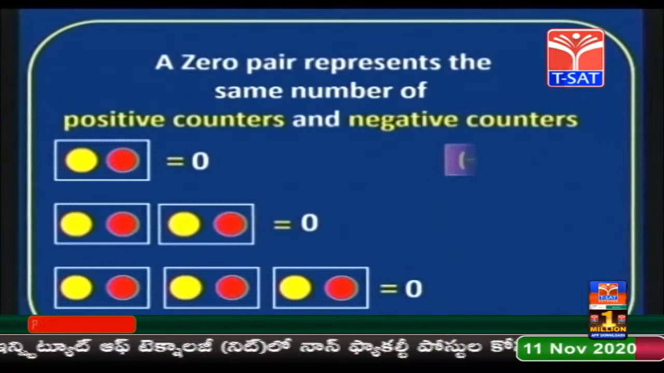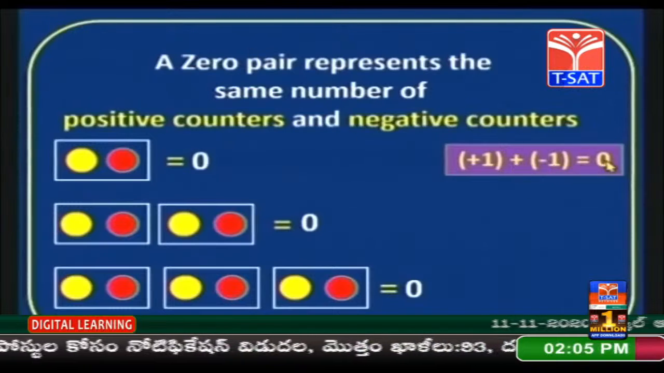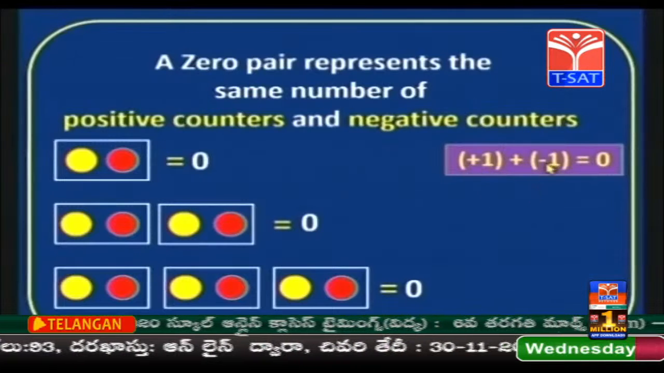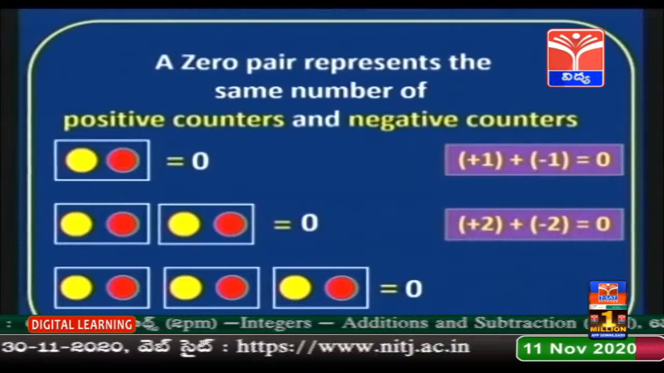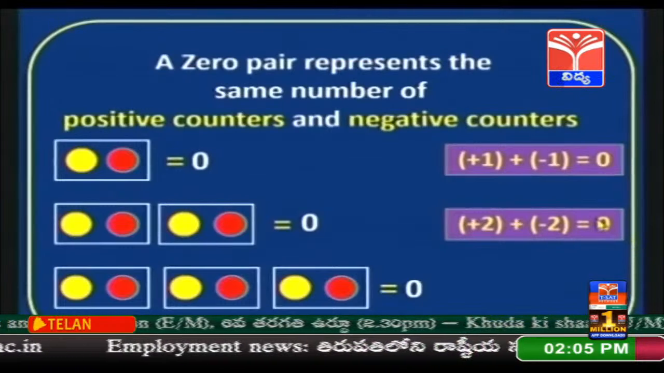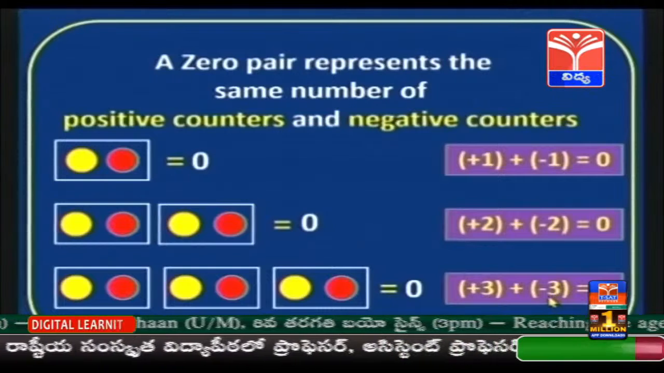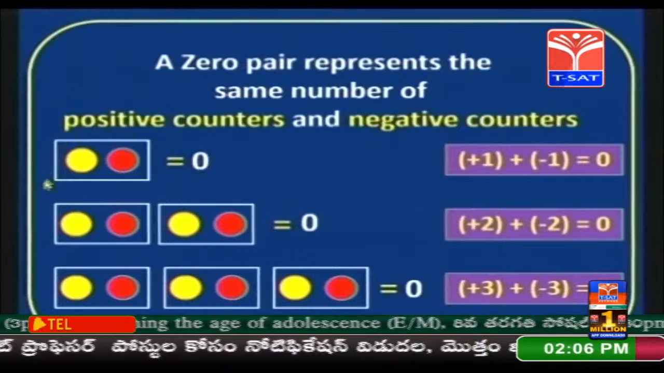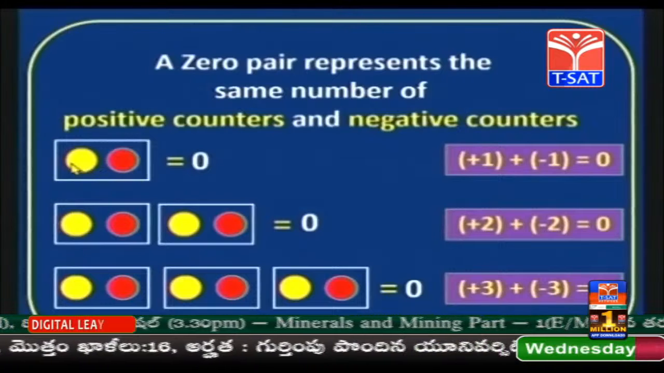So, from this what you can understand? Plus 1 plus minus 1 is equal to 0. Means when you take a positive counter and add it with a negative counter, you will get the value 0. In the same way, when you take 2 positive counters and add with 2 negative counters, we will get 0. Next, when you take 3 positive counters and add with 3 negative counters, we will get 0. Children, try to understand this. Whenever we get a 0 pair, we have to take like this, in which you should have one yellow coin and 1 red coin.